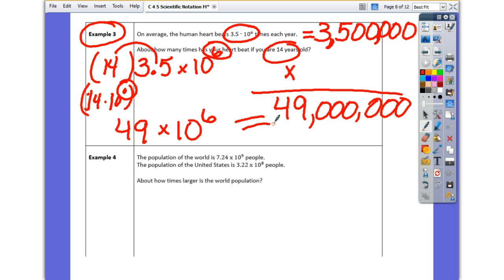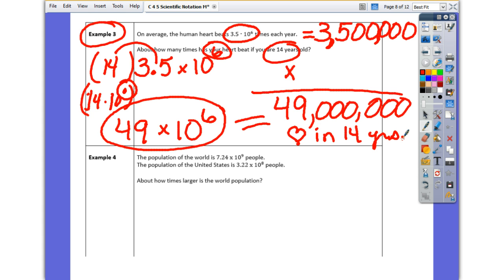Okay, so what if you figured it out in scientific notation? Can I circle that and say, yep, that's how many times my heart beats in a year, or in 14 years? No. You need to convert it and say 49 million heartbeats in 14 years. Simple as that. Right?